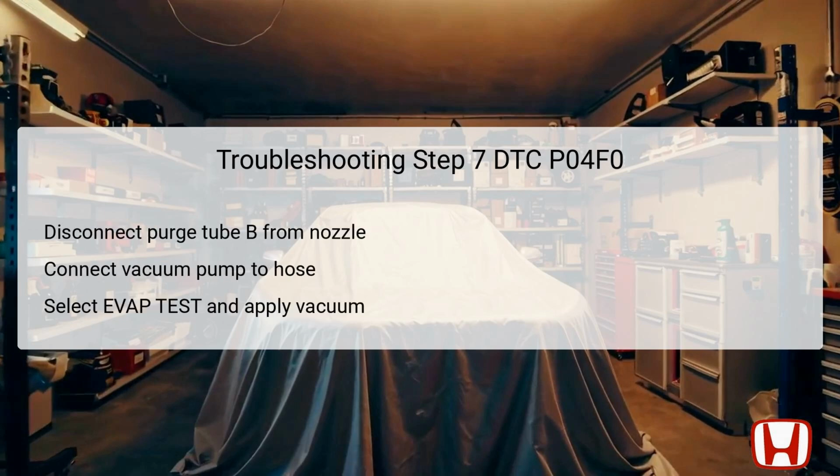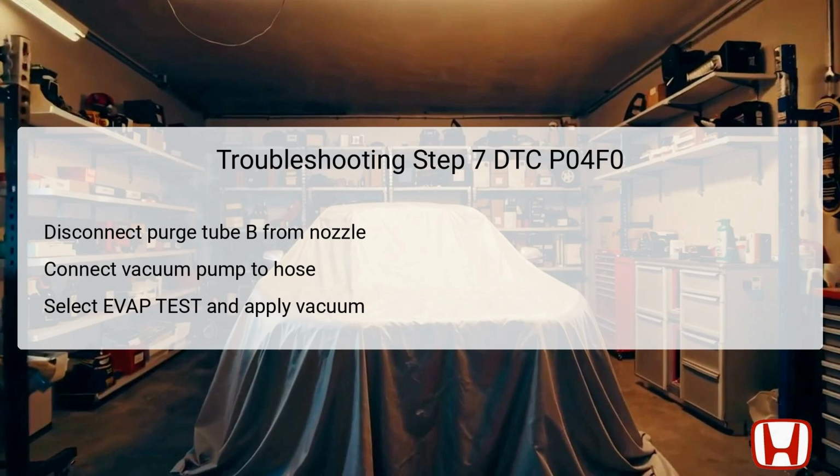Moving on to the 7th step, disconnect Purge Tube B from the EVAP canister purge nozzle, allowing you to connect the vacuum pump and gauge directly to this hose. This connection enables a test that will help assess the integrity of this specific section of the evaporative system. Utilize the HDS to select the EVAP test option and subsequently opt for the PCS CPV on setting, which activates the purge solenoid for testing purposes.